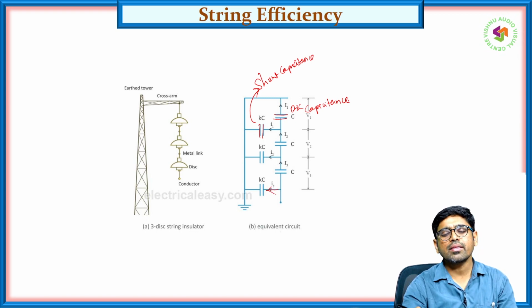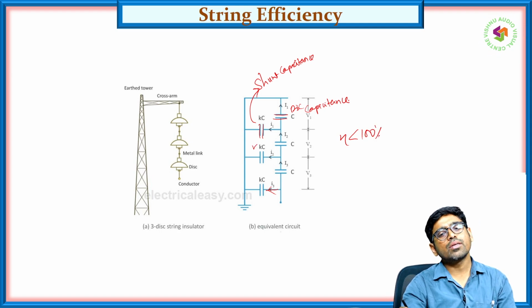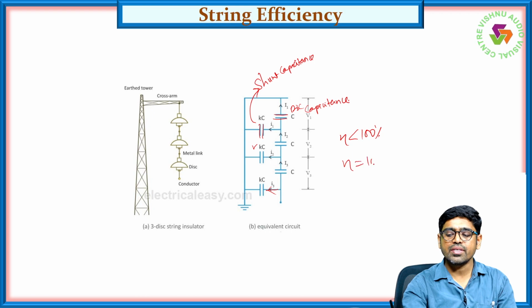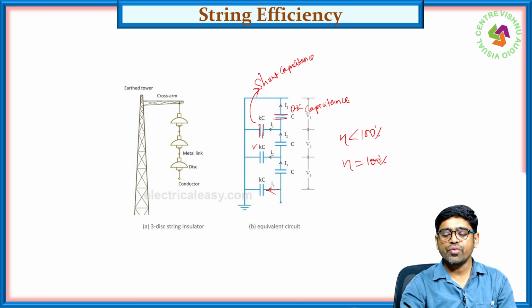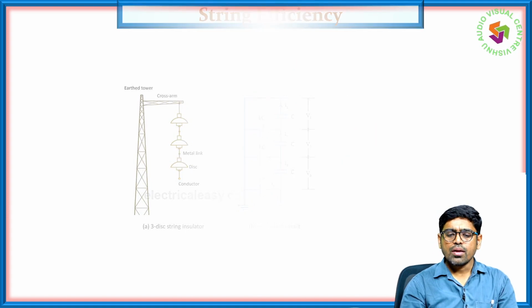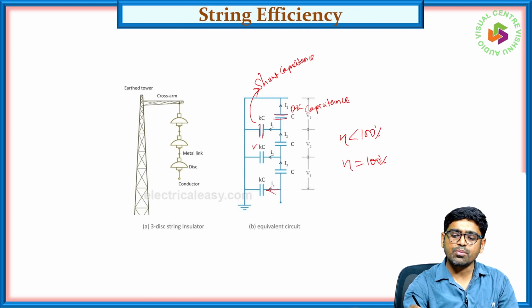So what we are seeing is that in the AC transmission line, the string efficiency is less than 100%. Why? Because of this shunt capacitance. Due to the shunt capacitance, we are not getting a string efficiency of 100%. But in the case of a DC system, we get a string efficiency of 100% because we don't have any shunt capacitance effect. So for the derivation of this string efficiency, we have to apply KCL at this point.